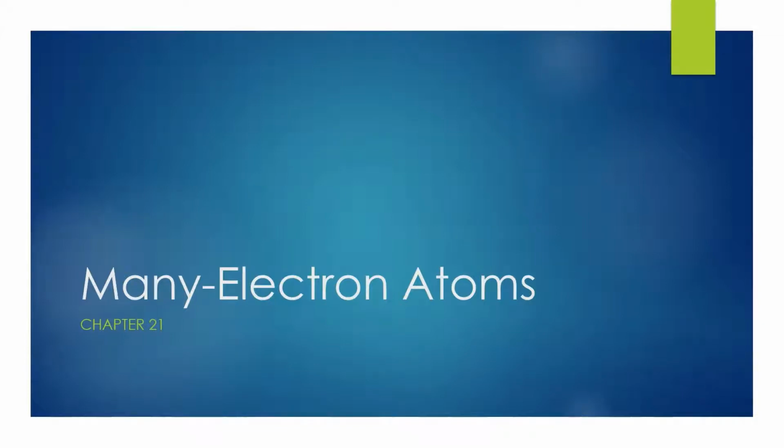Welcome back, students. We are now going to look at the case of many electron atoms. As chemists, of course, we're interested in atoms other than hydrogen. And so now we're going to discuss the Schrödinger equation solution for atoms other than hydrogen.